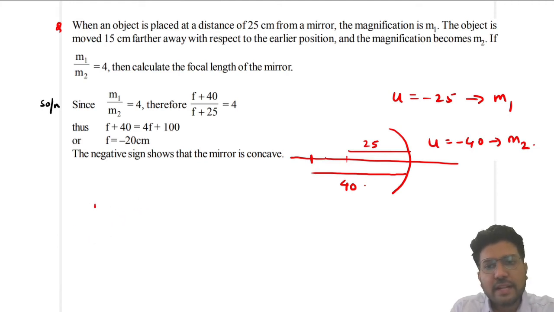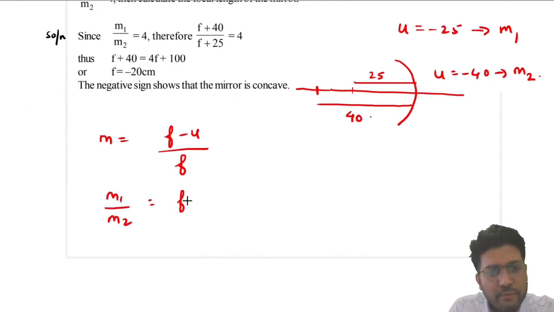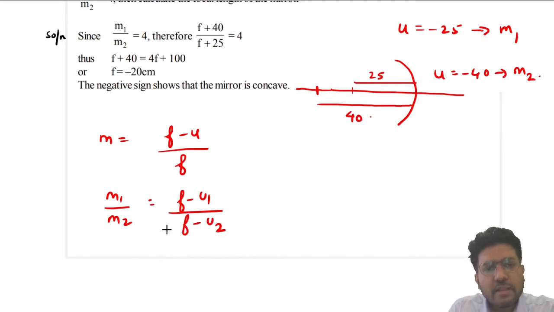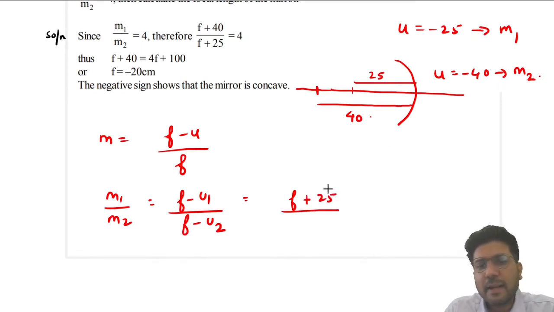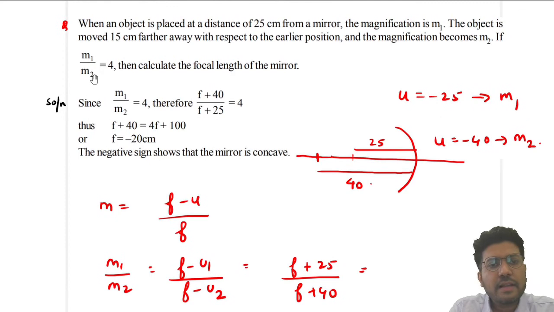First of all, you know that M is (F minus U) by F, right? Now M1 by M2 will be equal to (F minus U1) by (F minus U2). Why? Because F is the same, the mirror is the same. F will get cancelled from the denominator. So F minus U1, now U1 is minus 25, so I'll write F plus 25 here, and U2 is minus 40, so minus of minus 40 will be plus 40. So (F plus 25) by (F plus 40) is equal to M1 by M2, and M1 by M2 is equal to 4.